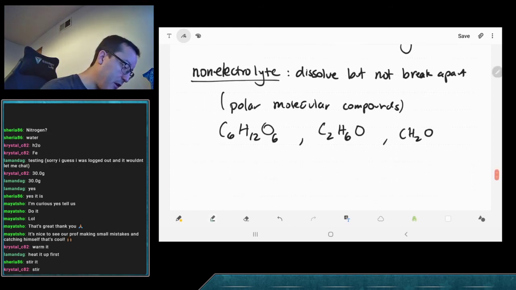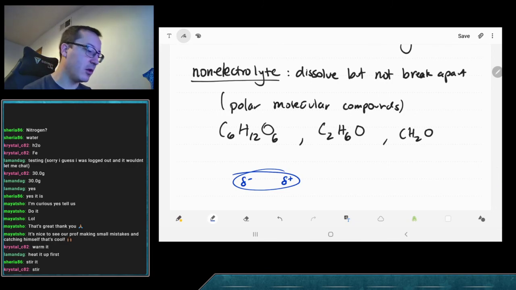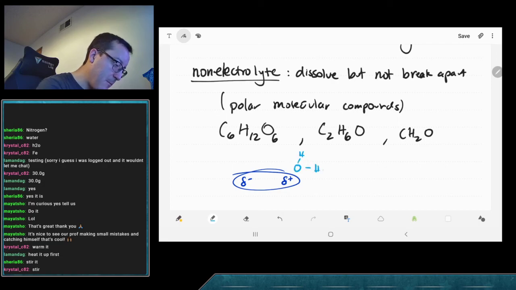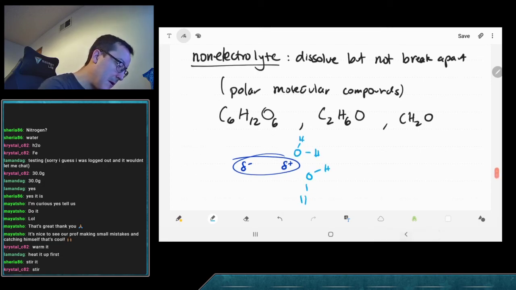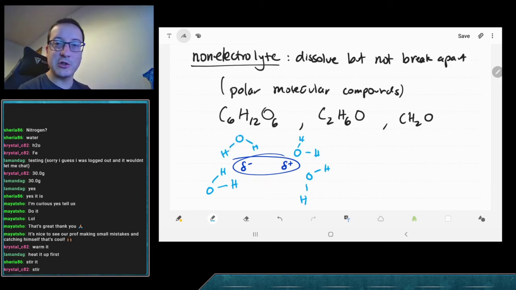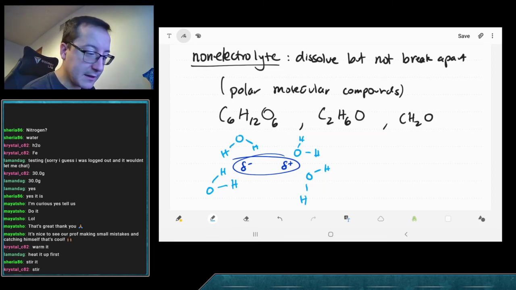You've got your polar molecule, whatever it happens to be. I'm just putting a generic molecule. You're going to have your oxygens hanging around the positive side, and your hydrogens hanging around the negative side, just like they were with ions, but since these are partial charges, it's not going to be as strong. Nothing is going to break apart. So every time you see a polar molecular compound, that would be a non-electrolyte. It does not break apart, and does not conduct electricity.